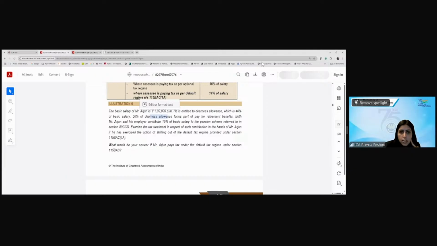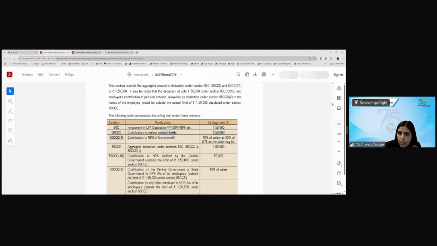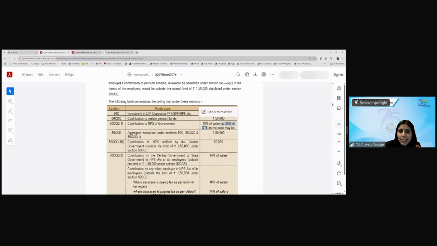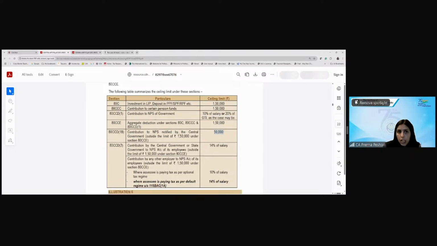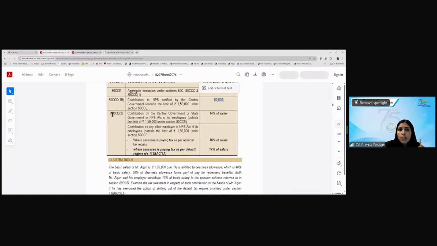No, how 50,000? That is for 80CCD. See, if you look at 80CCD, one is the contribution to the NPS of government, which is 10% of salary or 20% of the gross total income. 80CCD(1B) says contribution to the NPS notified by the central government is over and above 50,000. This is the employee contribution. We also have the employer contribution under 80CCD(2), which is over and above 1.5 lakh. So here, how will you calculate? Yes, Siddharth. It is 10% of.